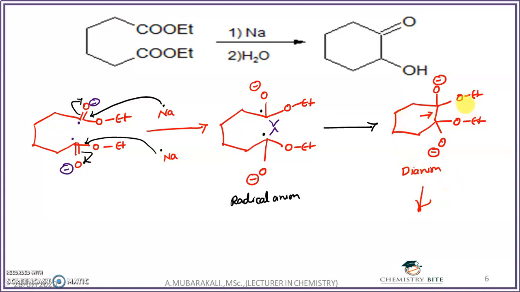So here you can see between the ethoxide and the carbon you're having the two electrons. So the two electrons will get polarized towards the oxygen and this carbon will get the positive charge. At the same time here between the ethoxide and the carbon the two electrons will be polarized towards the oxygen. So this carbon will get the positive charge. It leads to the formation of the diketone. So here the diketone will be formed.